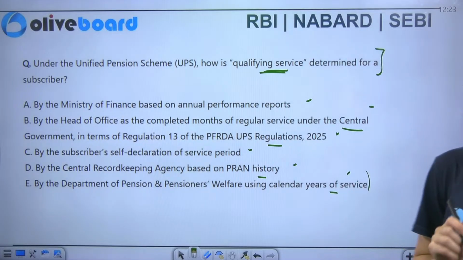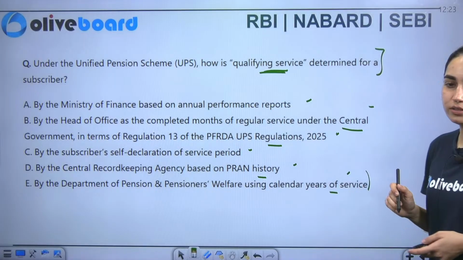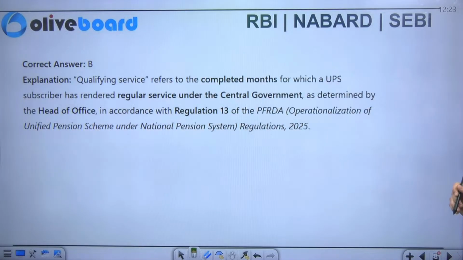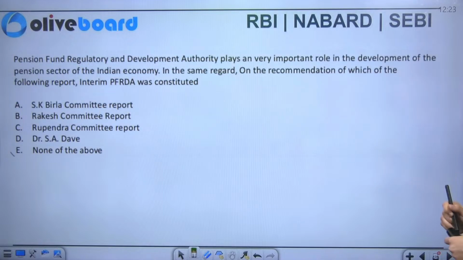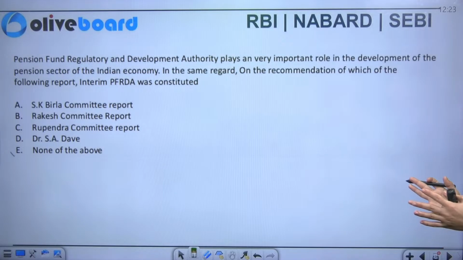Okay, Aditi says B. What about other individuals? Anyone here who wants to answer this particular question? Alright, so the correct answer is B only. Good.